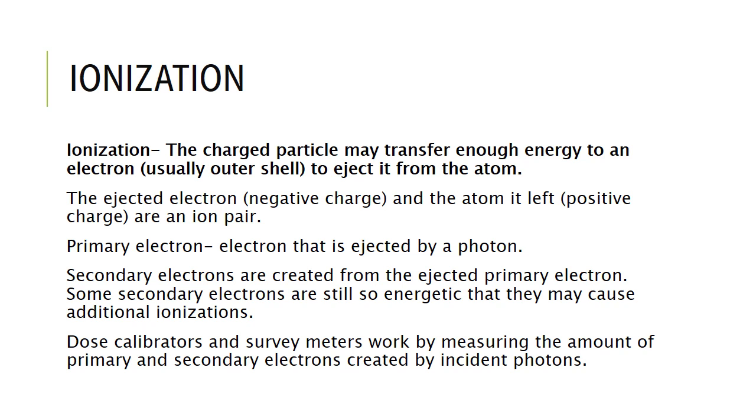So the primary electron is the electron that's actually ejected from the atom by the photon. Secondary electrons are created from that primary ejected electron. The secondary electrons are still really energetic, and they may cause additional ionization. Those secondary electrons may have enough energy that they can knock another electron completely out of an atom. So again, dose calibrators and survey meters work by measuring the amount of primary and secondary electrons created by incident photons. That's one way that ionization is actually used in general nuclear medicine. Okay?